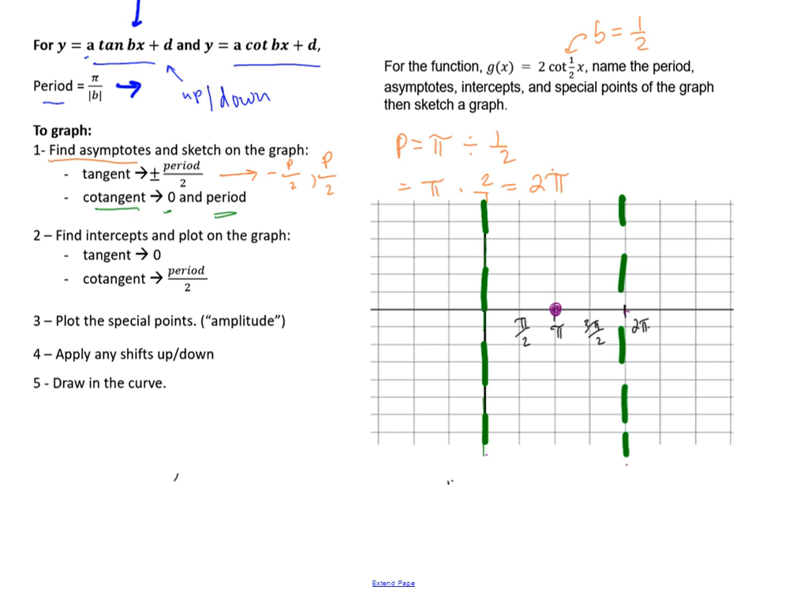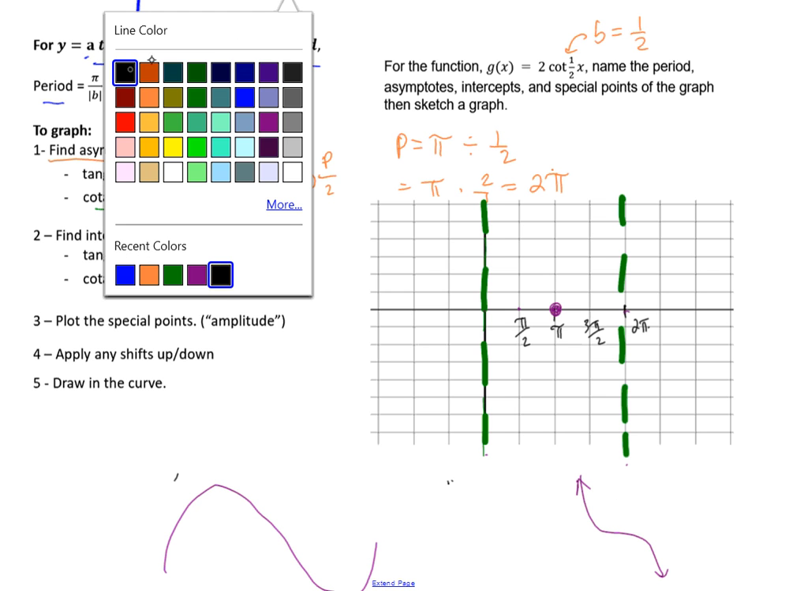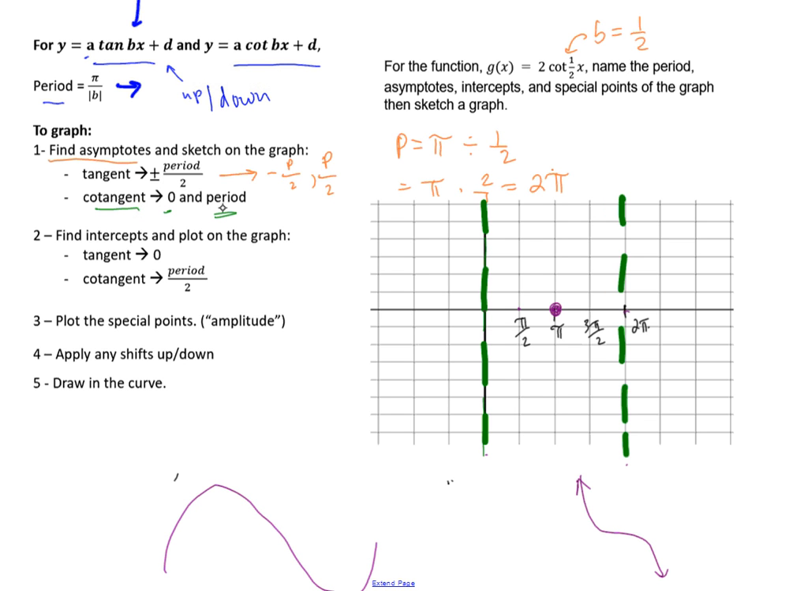Okay, now the special points. Now this is the amplitude, quote unquote, part of it. So like in sine, you would have gone up to the amplitude and then down to the negative amplitude. Same idea here, but it happens at this point right here. You're going to go up to the amplitude on the left and down on the right. You've just got to picture what cotangent looks like to help you remember which one's which. So I need to label my y-axis. I've got a quote-unquote amplitude of 2, so I need to at least go up to 2 and down to negative 2.